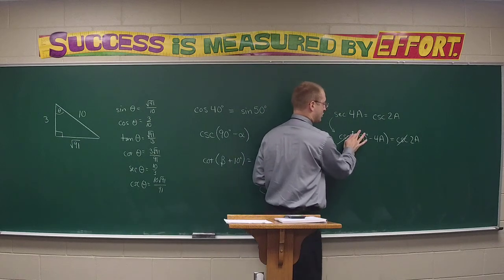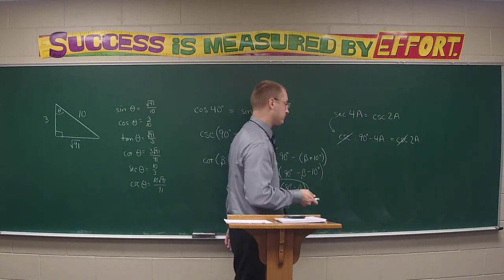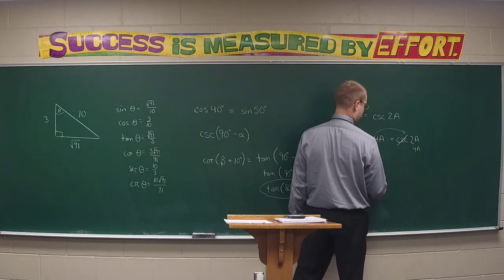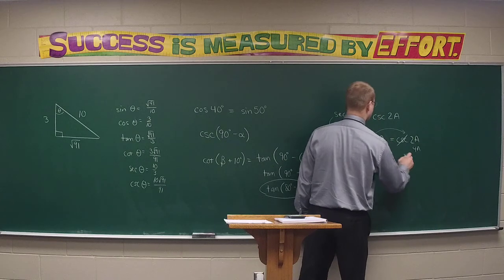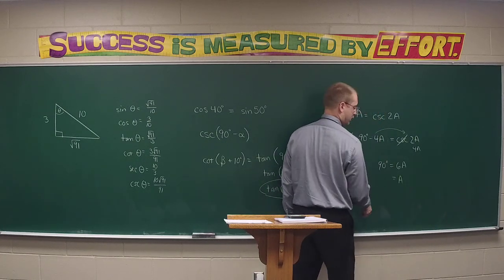In fact, if we wanted to, we could take off those parentheses. What would we do now? We'll go for the negative 4 as positive, to get 6a. 6a is equal to 90 degrees. And when we divide, we get a is equal to 15 degrees.